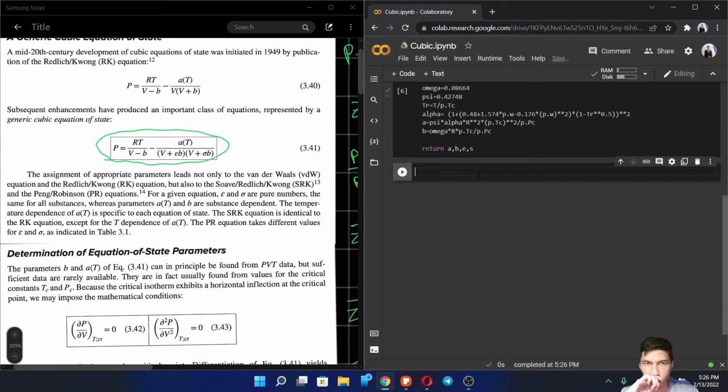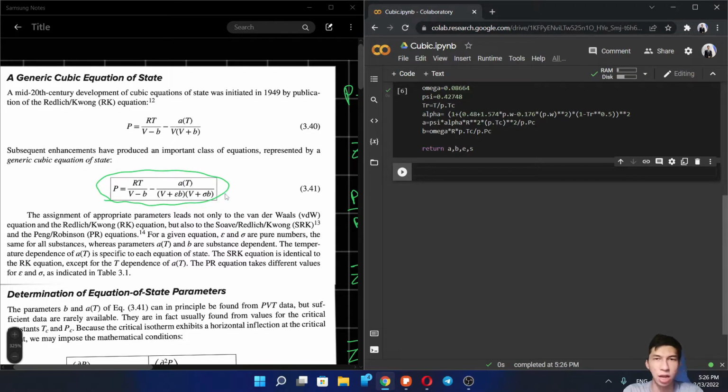So now, as we want to plot our generic cubic equation of state, let's define another function that would calculate our cubic pressure, right? We'll call it cubic P. It's going to take the value for temperature, and some kind of matrix for the volume. And let's unpack our A, B, epsilon and sigma, right?